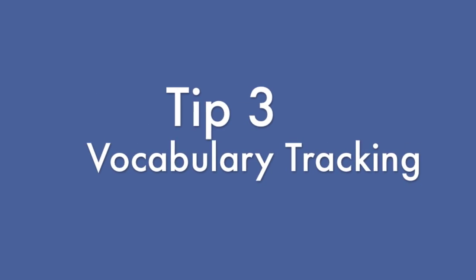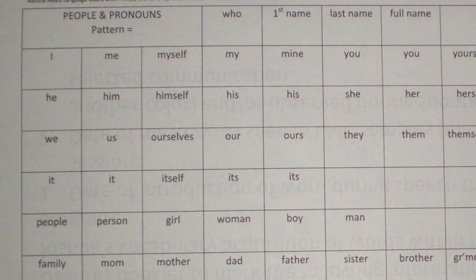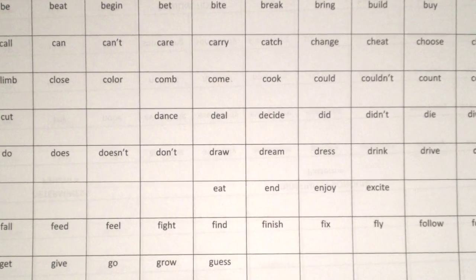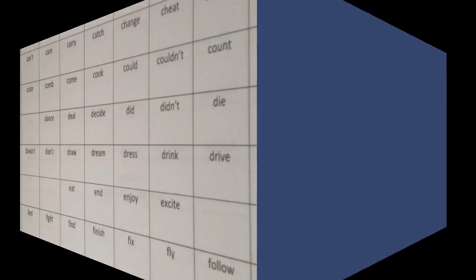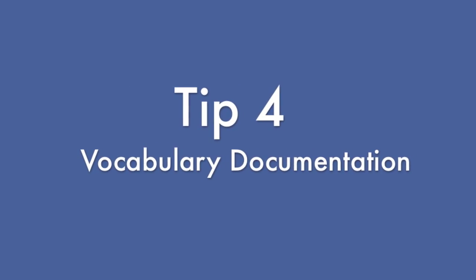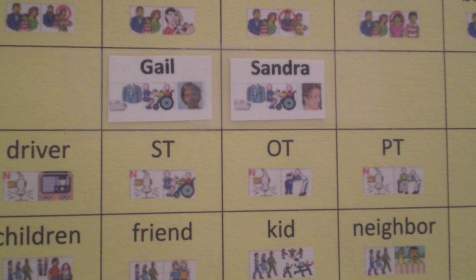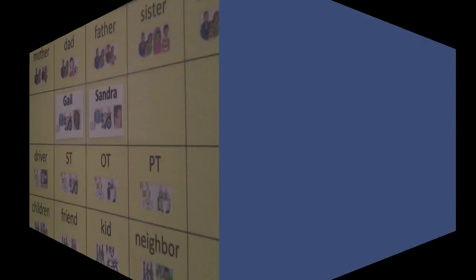Use a natural aided language board as a tracking system for recording vocabulary used by the student. Keep a black and white copy in the file of the words only board and tick off vocabulary used by the student. Use a natural aided language board to document customized words and vocabulary additions. Add changes to the board and e-file.